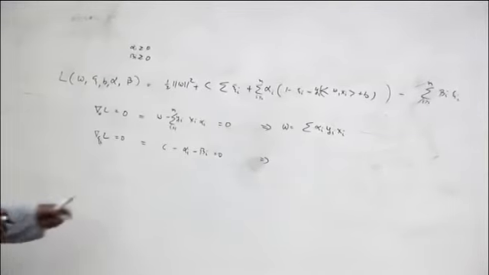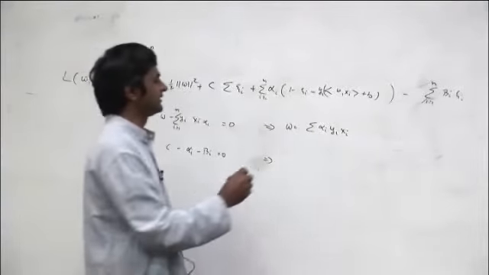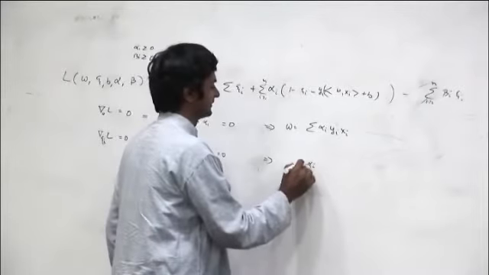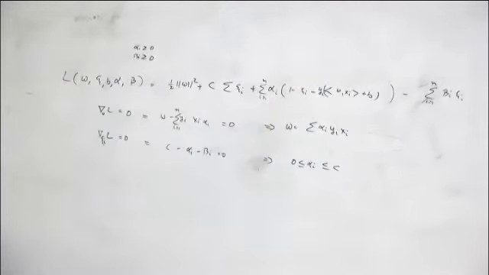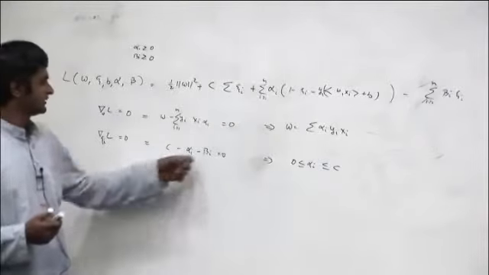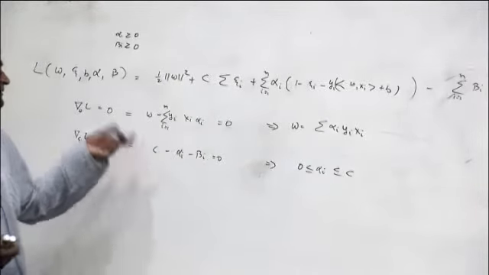Since the alphas and the betas are non-negative, what you can conclude from here is that the alpha I must satisfy this condition. Clear? Because beta I must be non-negative. Correct, which means that the alpha I must lie between 0 and C.